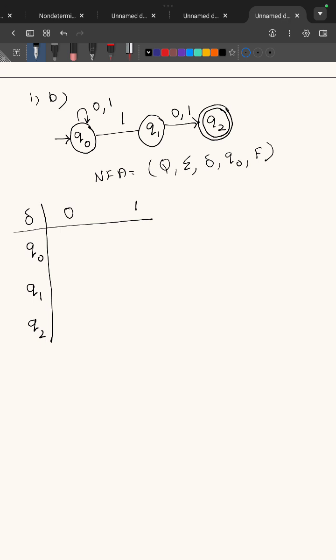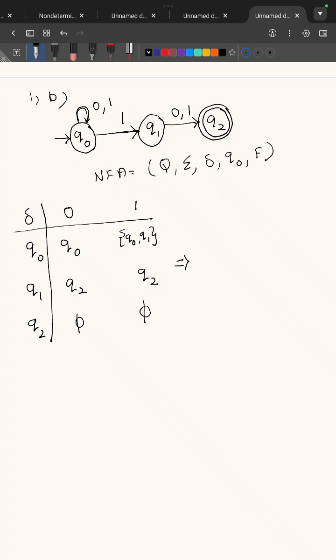Q0 on 0 is going to Q0 only. Q0 on 1 is going to 2 states: either the self loop to Q0 or to Q1. How will we write it? We write it in set notation, Q0, Q1. Now Q1 on 0 is going to Q2, and Q1 on 1 also is going to Q2. Q2 doesn't have any transition, so we will put it as null. Now this NFA has to be converted to a DFA.